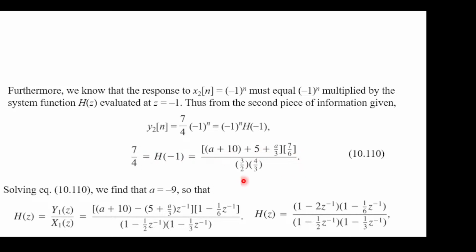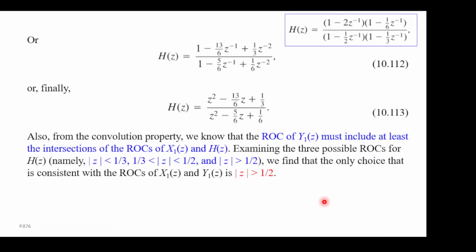So you have z equal to minus 1 here, then here we get some function of a, and then here we get 7 over 4, then you can solve for a. And hopefully we do everything correctly, then we get a equal to minus 9. And yeah, then you plug a equal to minus 9 back, and finally you get your H(z) equal to something. And we figure out it equals this thing, a polynomial in z to the minus 1. Okay, so here we have solved for H(z) already.